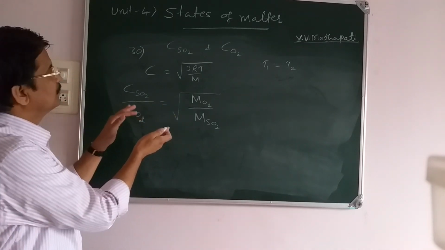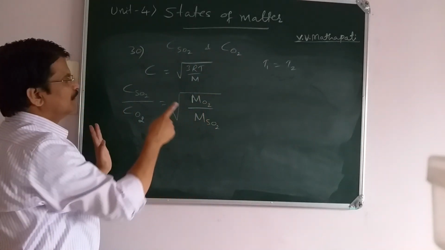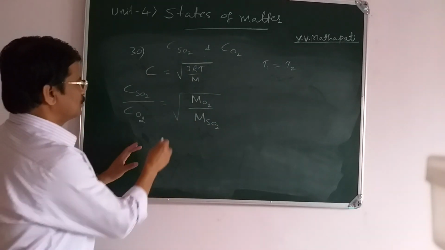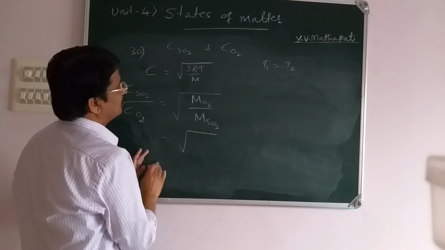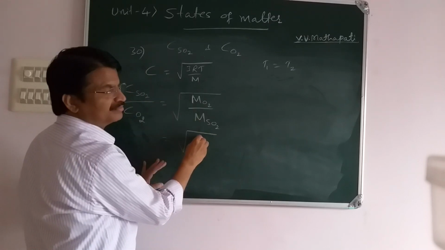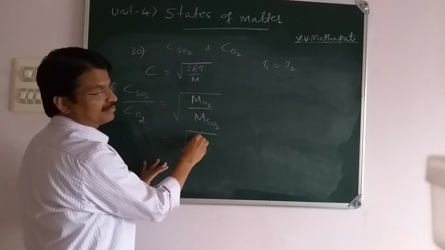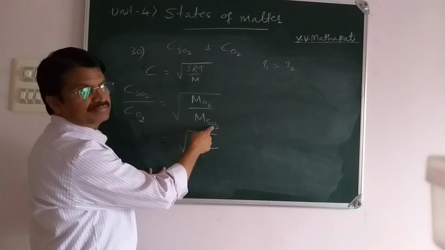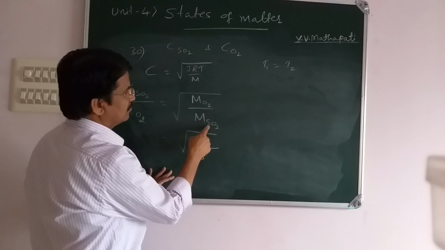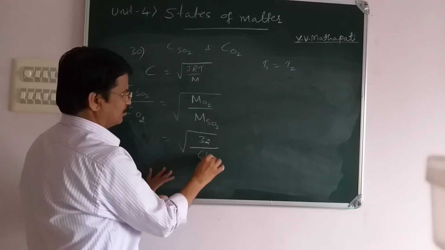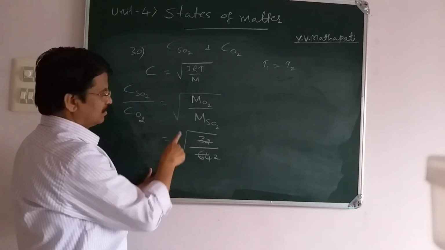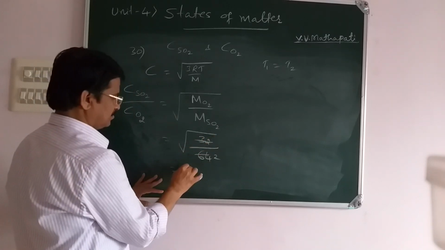Rewriting the formula using these two compounds is very important. I am using this formula to write these two. Then simply square root of M of O2, molecular mass of O2 32, molecular mass of SO2 32 plus 32, 64, root 1 by 2.